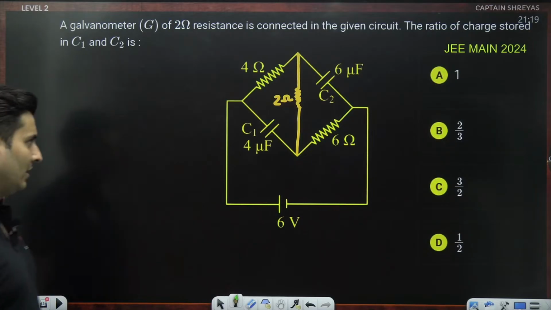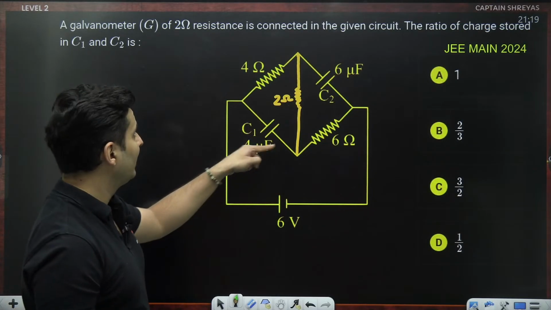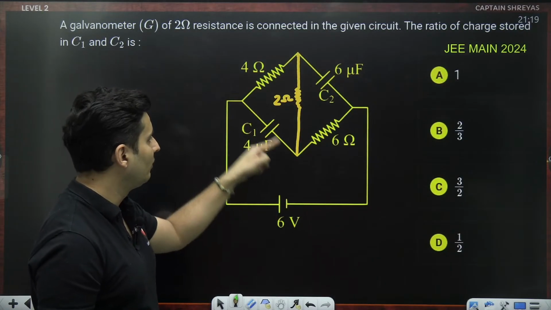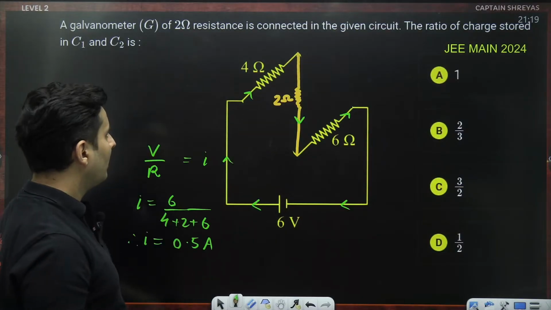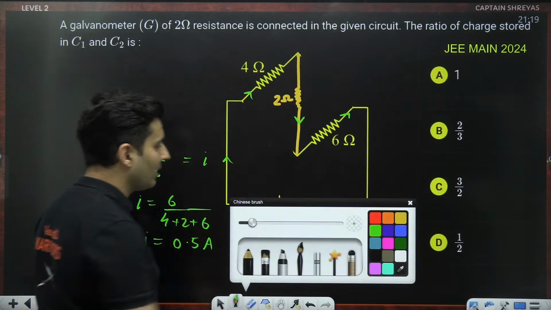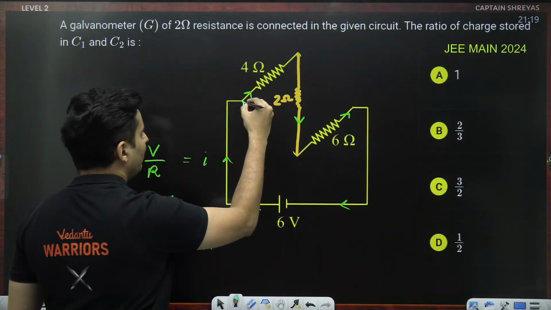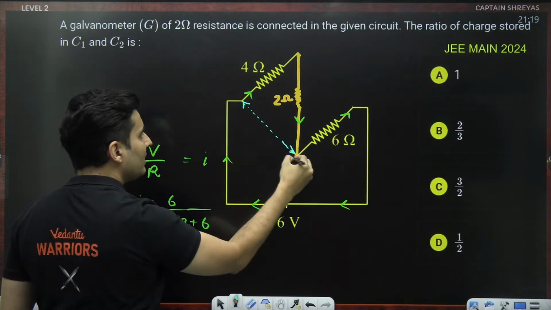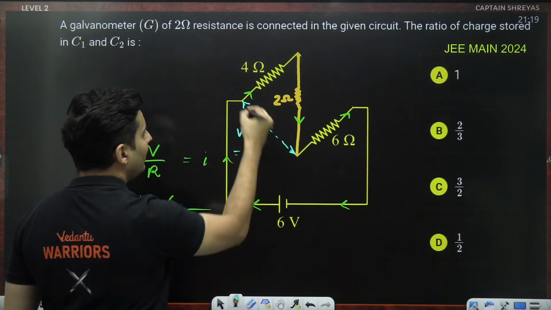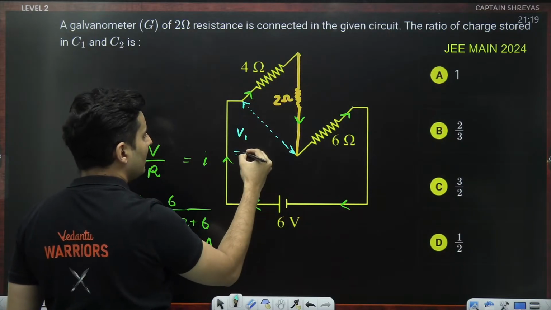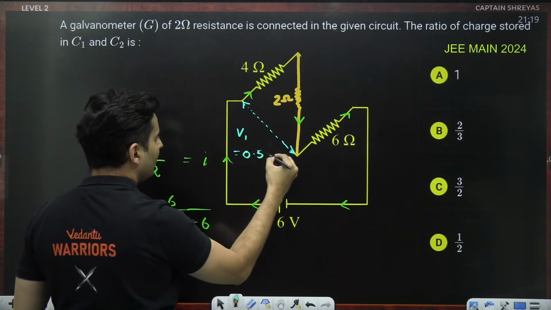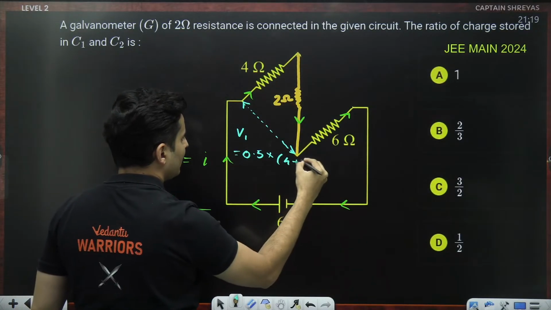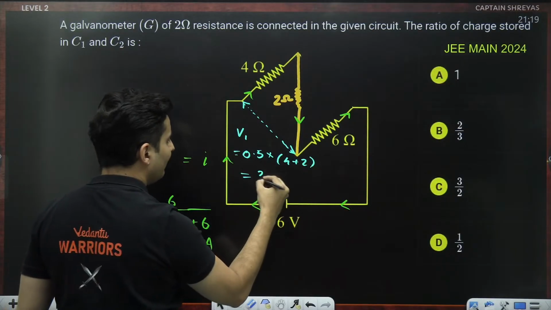Now let's get back, let's come back to this part. If I want to find the charge on this and charge on this, I need the voltage across this. In order to find the voltage between these 2 points, just think about it. The voltage between these 2 points, if I call it V1, will be current into resistance. Current is 0.5. Resistance between these 2 points is 4 plus 2, which is basically 6. So 6 into 0.5 is 3 volts.